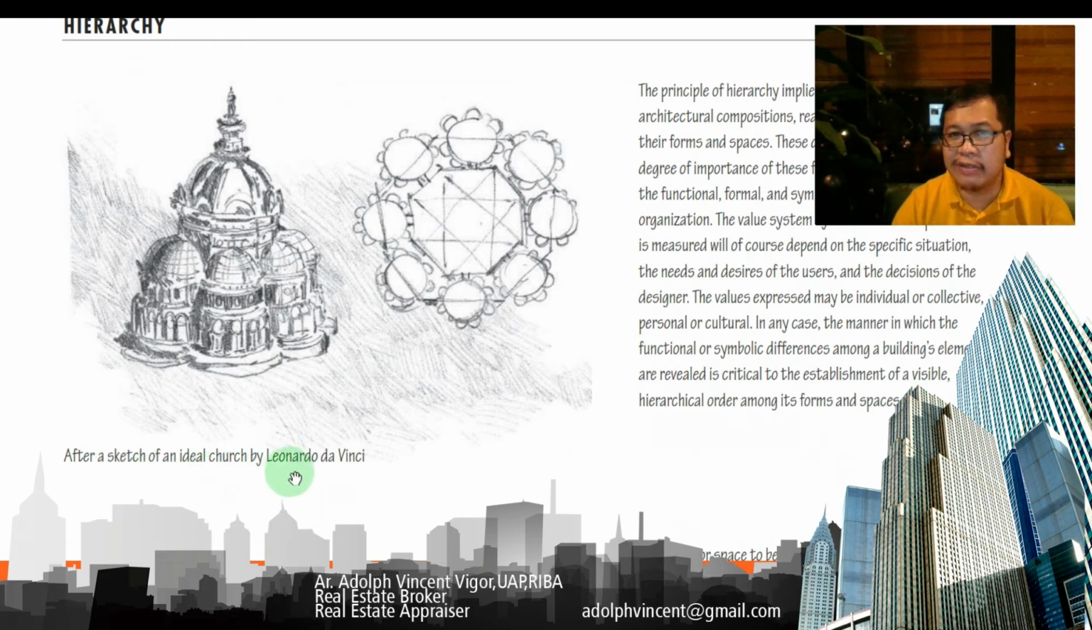So this is a sketch by Leonardo da Vinci. If you look at this perspective, class, looking at the sketch of Leonardo da Vinci, you can see that this space is the most important here. If you look at the perspective that he drew, this is in a higher area. So there's a point of emphasis, so it's massing. It has a higher ceiling compared to the other spaces.